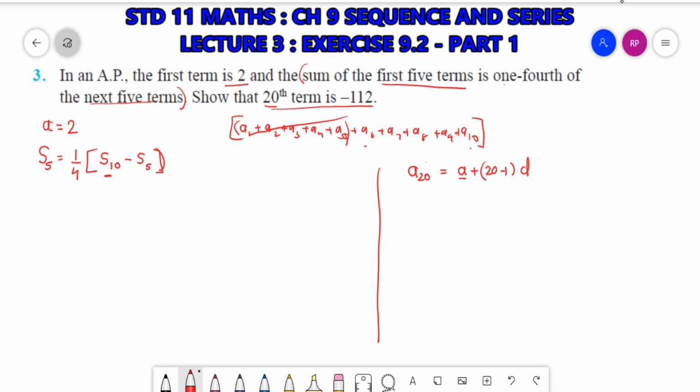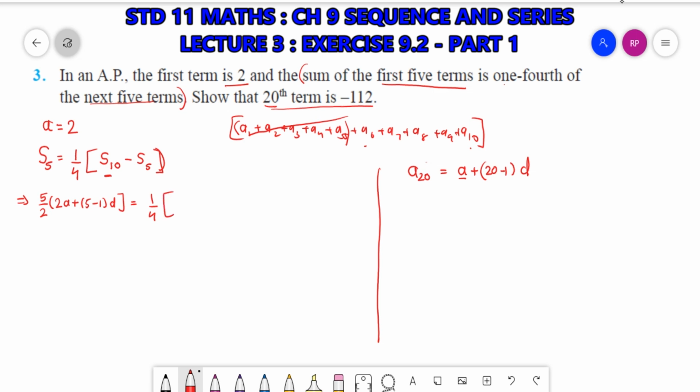Okay, but we are not having the difference, so we'll use this and find out the difference. S_n, now what is the formula for S_n? n by 2 [2a plus (n minus 1)d]. So n by 2 [2a plus (n minus 1)d] is equal to 1 by 4.